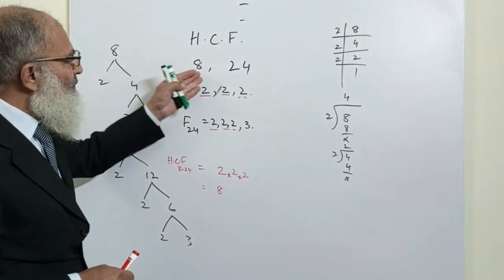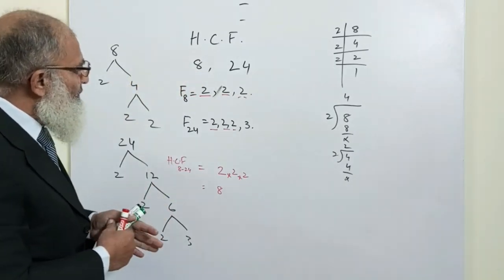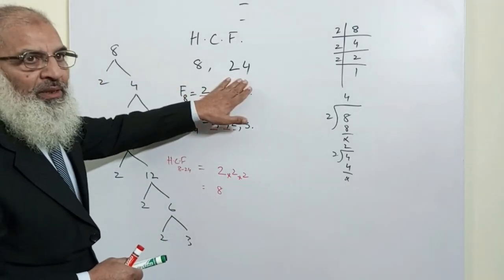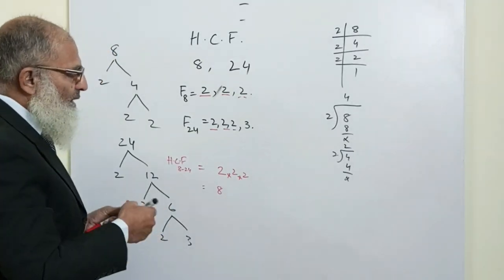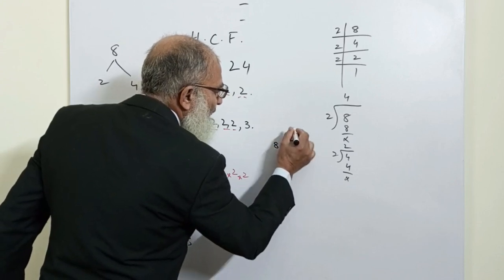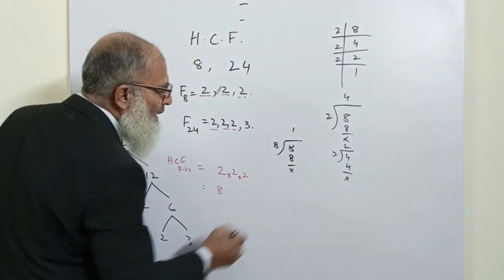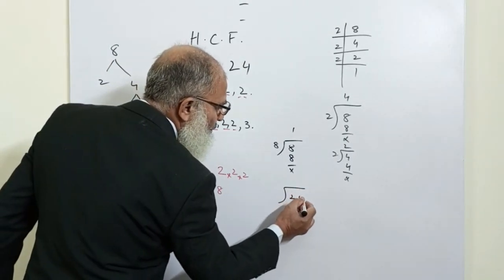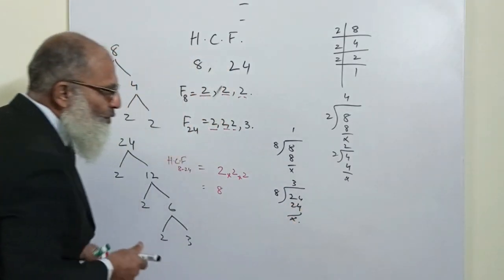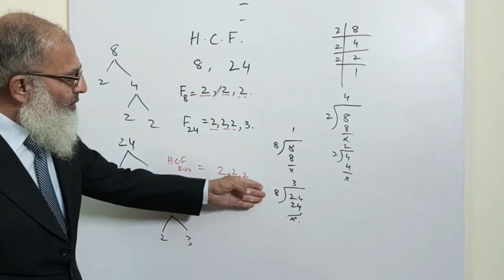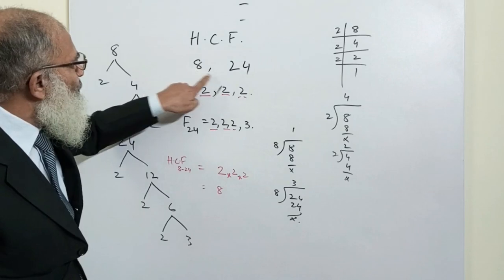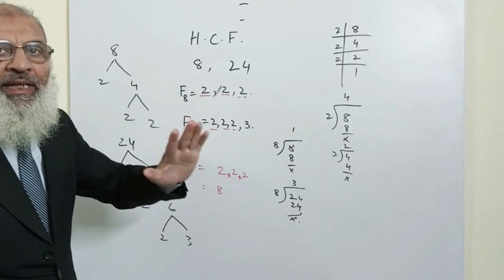Now, what is HCF? HCF means that we come to a number which can divide both the numbers. So let me check it over here: yes, 8 is divisible by 8, and again 24 is divisible by 8. So we have got a common factor which can divide both numbers wholly without getting any remainder.